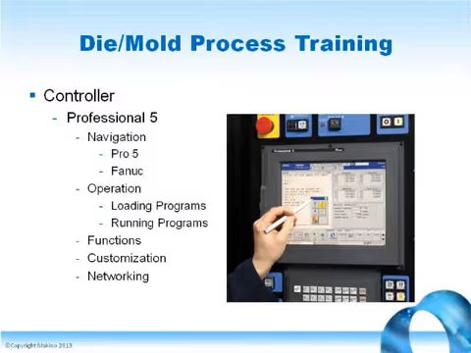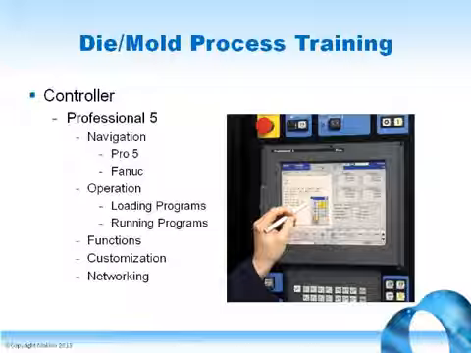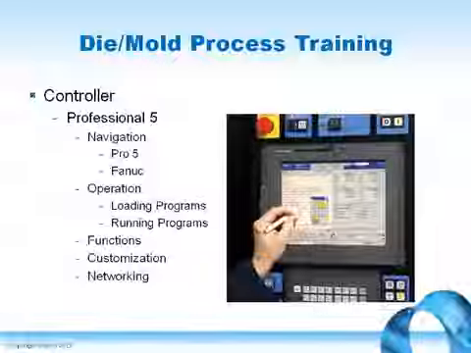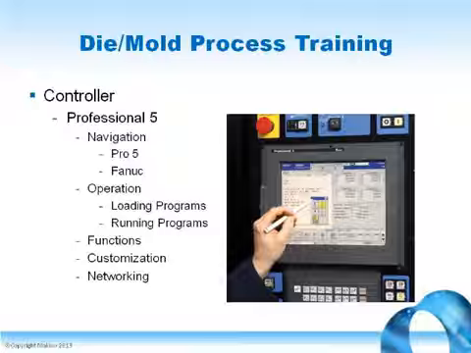The machine control is the next topic that we covered during class. This is a Professional 5 touchscreen control that is FANUC based. We cover navigation and use of the Pro 5 and FANUC screens of the control. Machine operations are demonstrated with hands-on exercises that will help you get comfortable navigating the control, loading and running programs, setting work and tool offsets. We also set up live demonstrations of the machine's functions for tool life monitoring and spindle load monitoring.